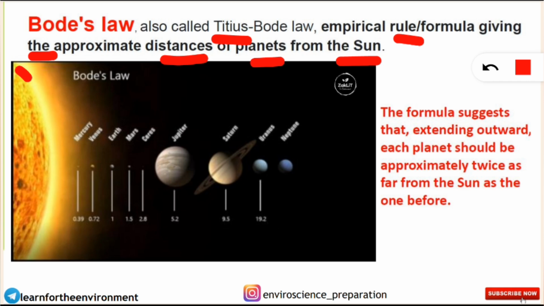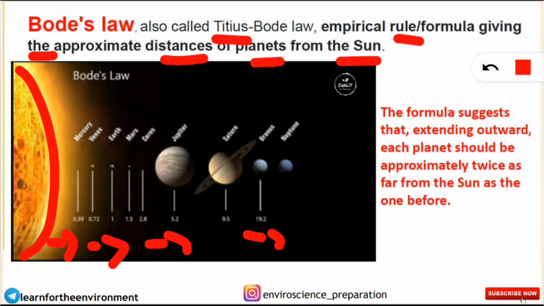As you can see here in this picture, this is the Sun. From there the planets go from Mercury till Neptune. Here you can see the distance is measured in a unit: 0.39, 0.72, 1, 1.5, 2.8, 5.2, 9.5, and 19.2 is Uranus. Earth you can remember as 1, and you have to comment in the comment section what this unit is.